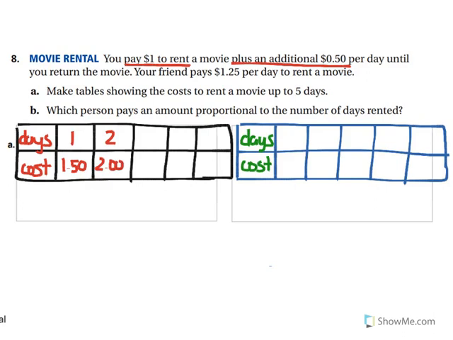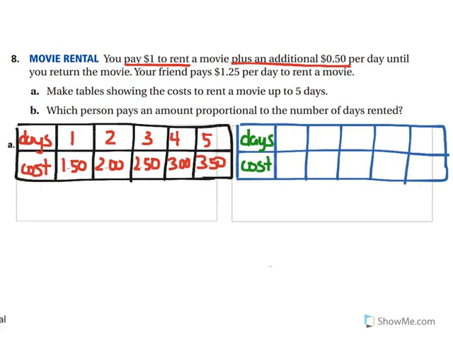And so what happens is, as this goes to 3, 4, and 5, our costs are going to increase by 50 cents. So the next one becomes $2.50, then $3, then $3.50. That's how that table goes.